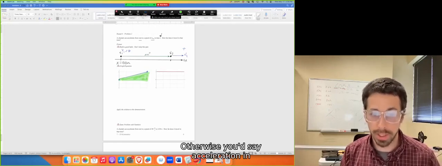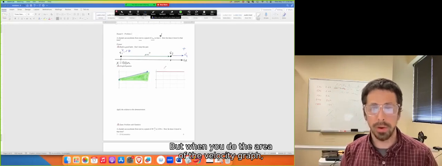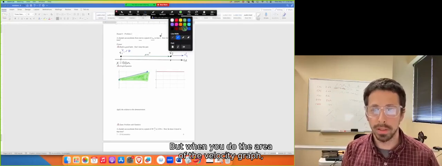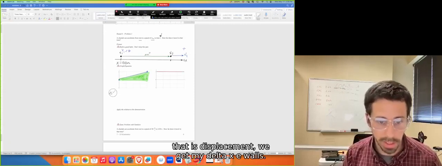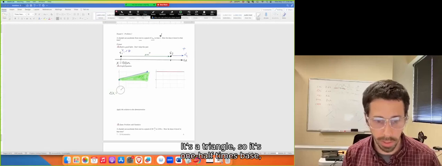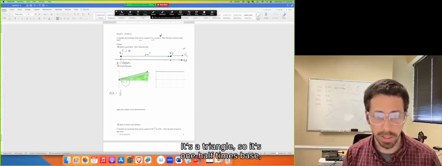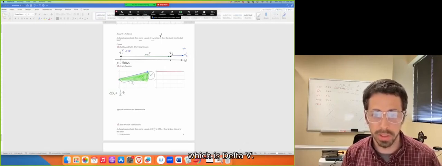Otherwise you'd say acceleration and I would say velocity. When you take the area of the velocity graph, that is displacement. So we get delta x equals, what is this going to be? It's a triangle, so it's 1/2 times base, which is time, times your height, which is delta v.